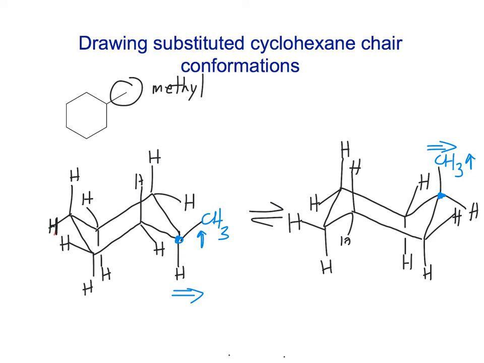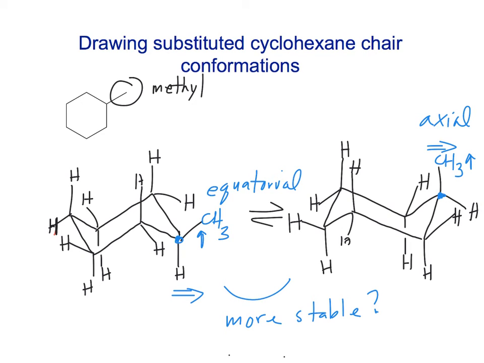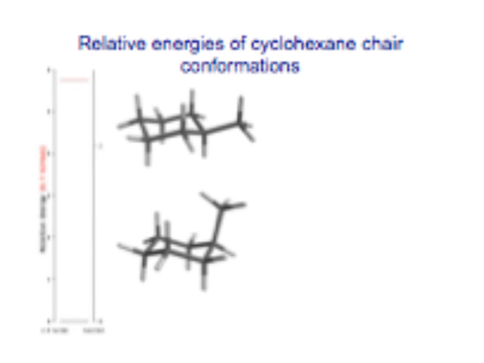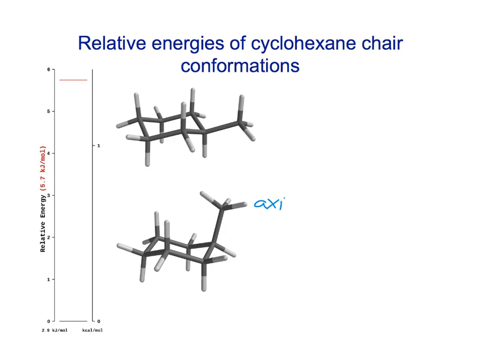So these are the two chair conformations for methyl cyclohexane. So what do you think? Would one of these be more stable than the other? All right, in one case we have this methyl group in the equatorial position. And in this one case we have it in an axial position. All right, so they aren't the same energy, of course. Here are some structures I generated on the computer, and notice this is the axial methyl group. This is the equatorial methyl group.